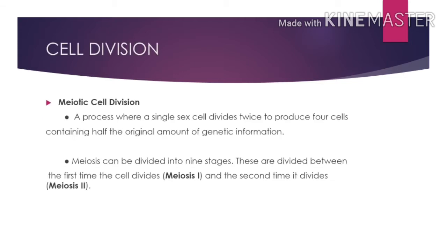The meiotic cell division, a process where a single sex cell divides twice to produce four cells containing half the original amount of genetic information. Meiosis can be divided into 9 stages. These are divided between the first time the cell divides and the second time it divides.